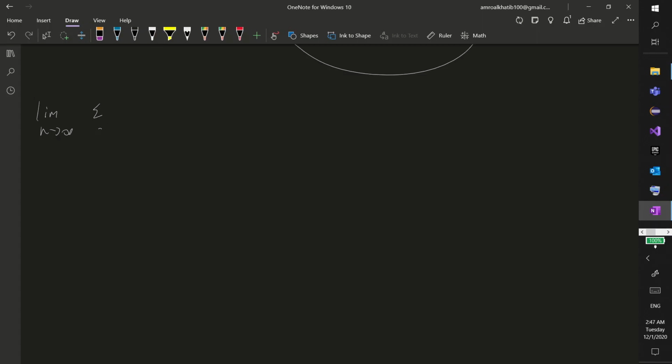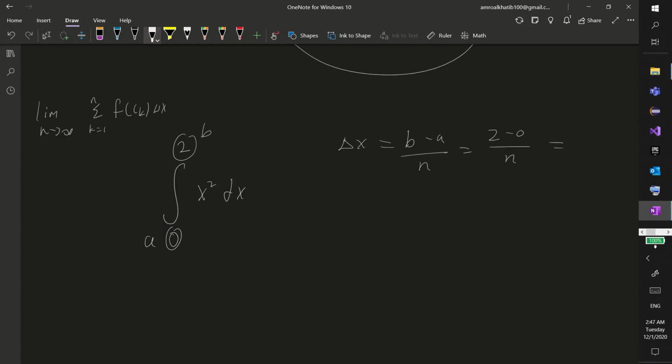k goes from 1 to n, f of ck delta x. Let's say they told you, oh, you have the integral from 0 to 2, x squared dx. Find the integral using the Riemann sum. Well, here we go. This is your b, this is your a. So immediately, you can find delta x. Delta x is b minus a over n. It's going to be 2 minus 0 over n. So 2 over n.